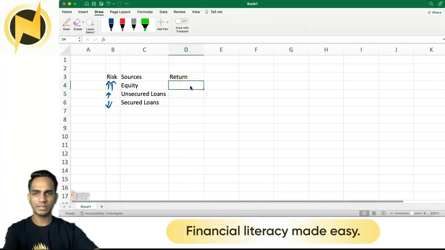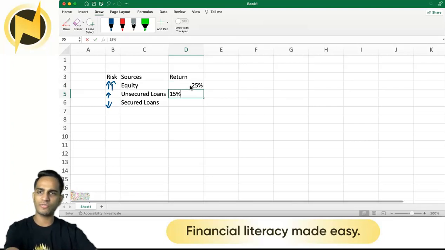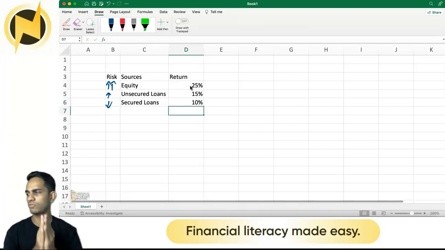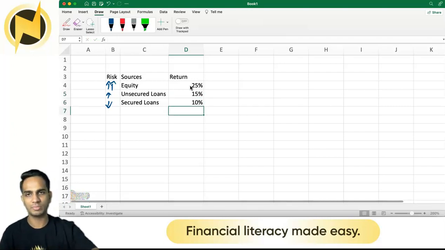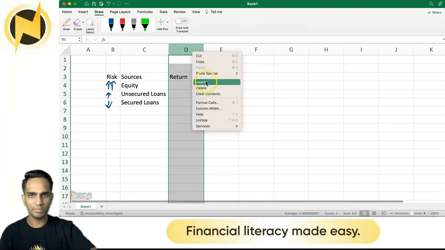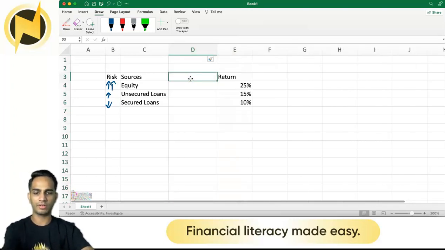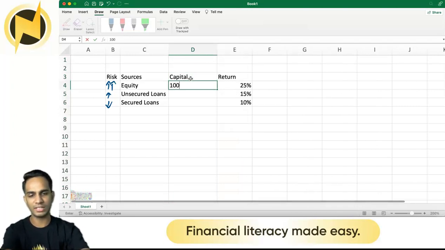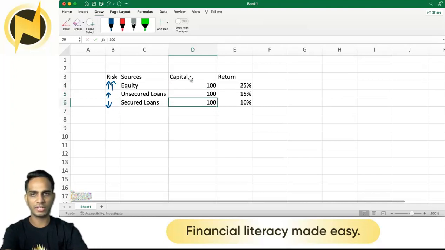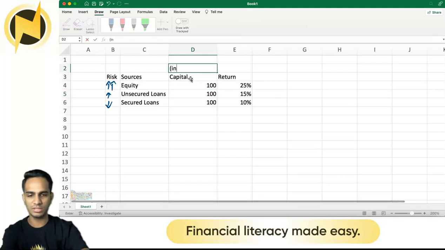So let me give some numbers here. Say equity share owners are expecting, say, a 25% return. Unsecured loans, say they are expecting a 15% return. And secured loans, they are expecting a 10% return. Okay, so 25, 15 and 10% return is what they are expecting. Also, let me just add one more column. The capital that they've brought in. The capital that they've brought in is, say, equity is 100 lakhs. Let it be 100 lakhs. Let unsecured loans be 100 lakhs and secured loans be 100 lakhs. Alright, so capital in lakhs.